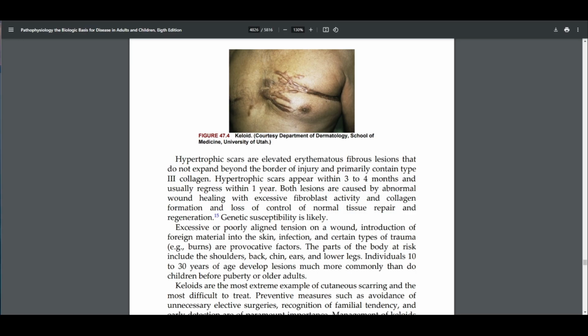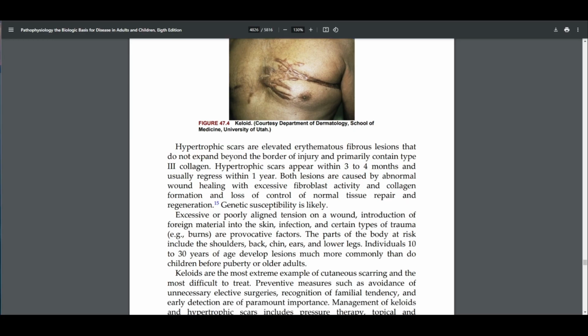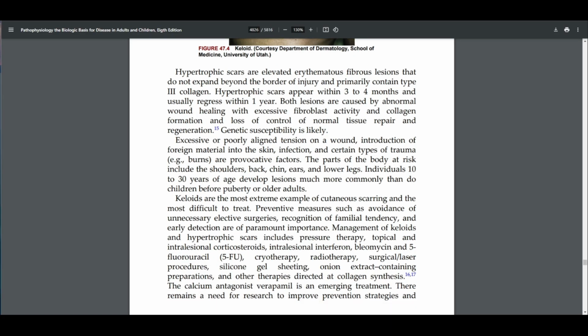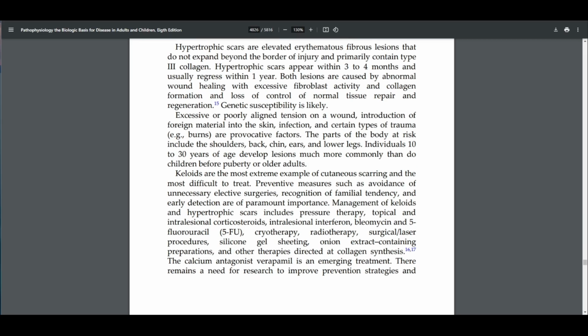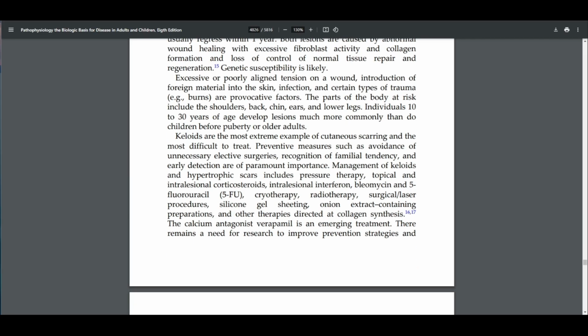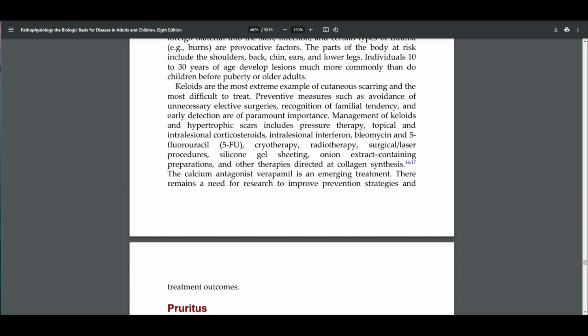Keloids are the most extreme example of cutaneous scarring and the most difficult to treat. Preventative measures, such as avoidance of unnecessary elective surgeries, recognition of familial tendency, and early detection are of paramount importance.